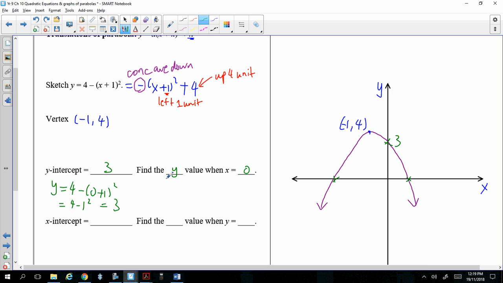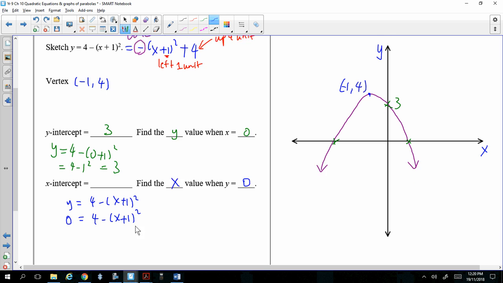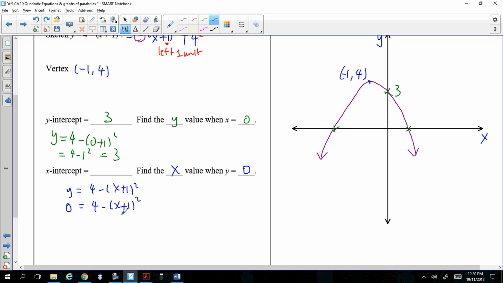Next, we're going to find the x-intercept, and that's when we find the x value when y is 0. So let's do that. We start off with the equation for the parabola, and we're going to put 0 into y. We do that. And then we're going to move the (x plus 1) squared over, so you get (x plus 1) squared equal to 4. Notice that I didn't expand, I just moved the negative term to the left.